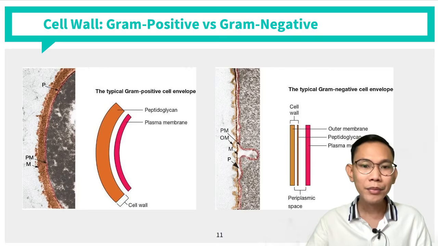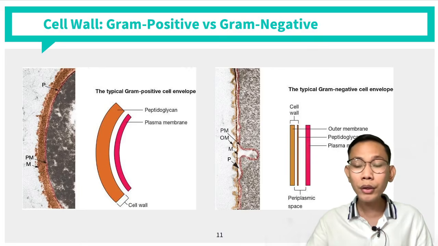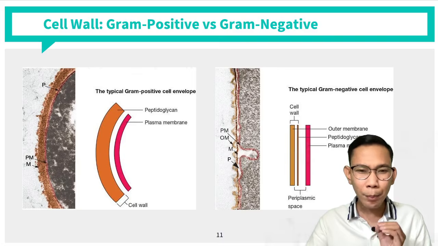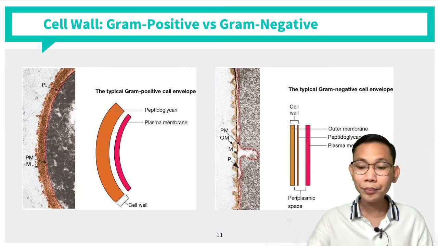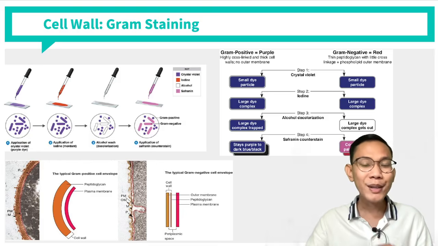I repeat again, pag gram-positive, ang cell wall niya is mainly composed of peptidoglycan, but it is thicker. Tingnan nyo, sobrang kapal. However, the cell wall of your gram-negative cell is composed of your outer membrane. Tingnan nyo, there is an outer membrane and there is a very thin peptidoglycan. So that's the best way for us to compare now that the cell wall of your gram-positive is thicker compared to your gram-negative. Now, dito na papasok of the importance of your gram staining.